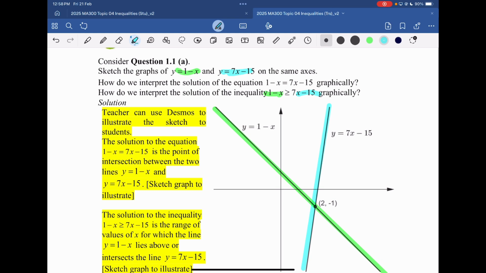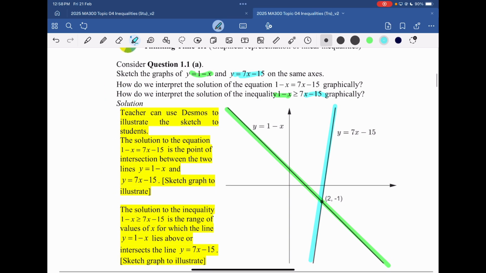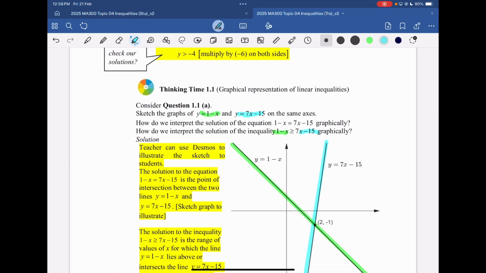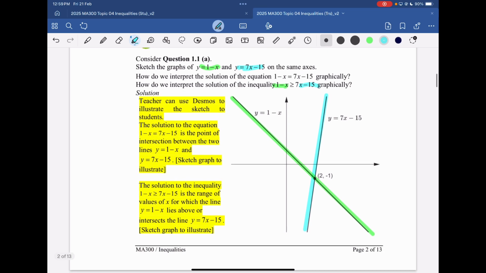So I ask you, should I have green above blue or green below blue? If I see this more than, is it green above blue or green below blue? Green above, above. You all can understand? Use color so you can see. Green above blue is where? This part. Can you see this is the part where green above blue is x less than or equal to?